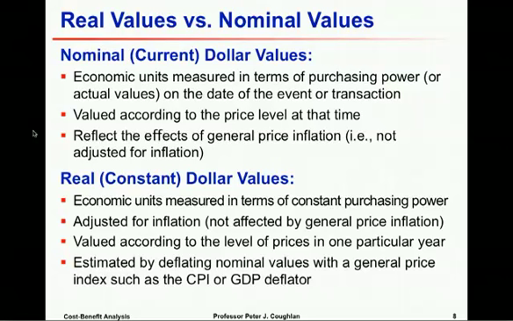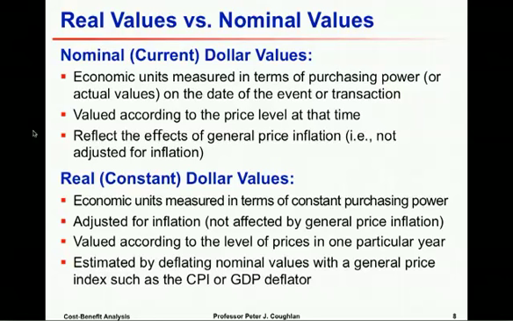So if you receive $100 million 5 years from now, then the nominal value of that is $100 million, exactly what the dollar value is at the time that you either incur the cost or receive the benefit. Right? And these obviously incorporate the price level at that time. They don't incorporate any difference in price level because it's talking about actual dollars. And these are, again, not adjusted for inflation, so they reflect the effect of general price inflation.